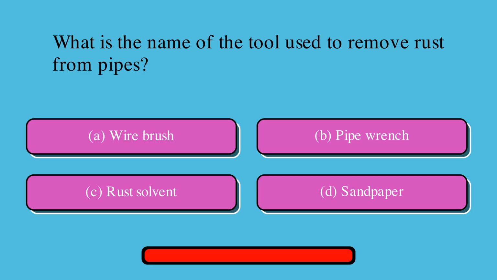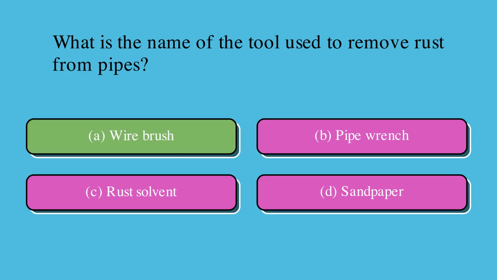What is the name of the tool used to remove rust from pipes? A, wire brush, or B, pipe wrench, or C, rust solvent, or D, sandpaper? The correct answer is A, wire brush.